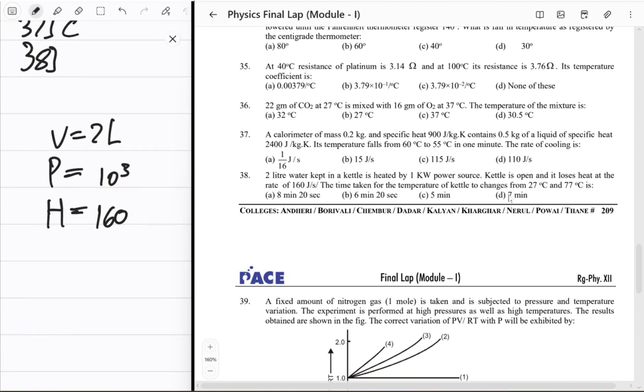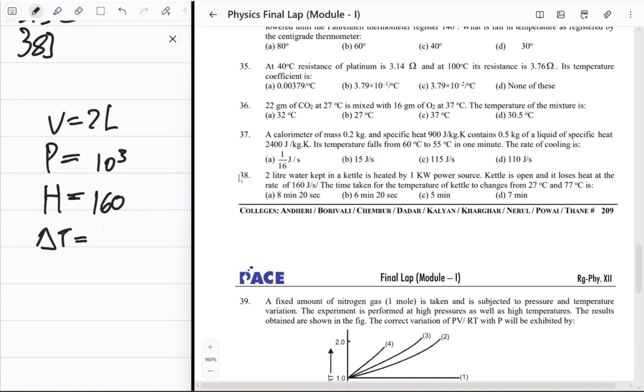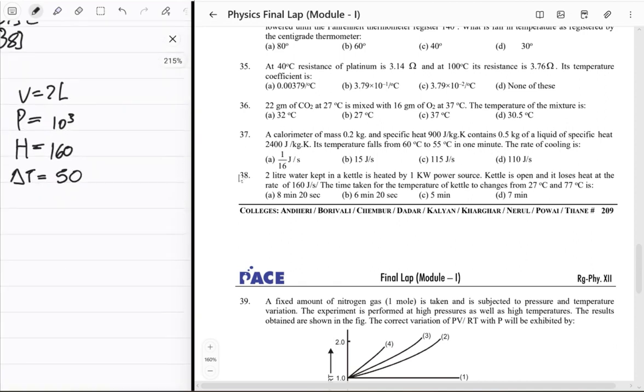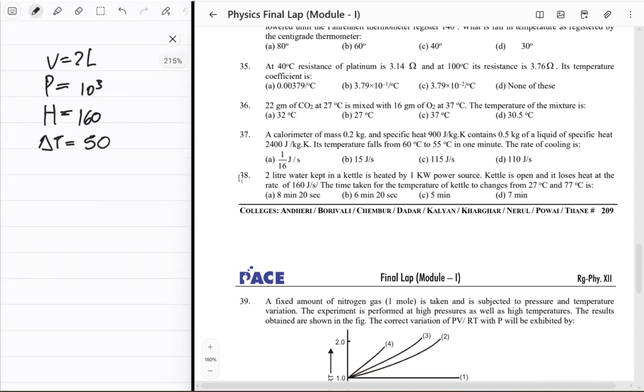The time taken for the temperature of kettle to change from 27 to 77. Yeah, okay. Heat loss का constant है and power जो दे रहा है वो भी constant है. So it's not that bad actually. It's just 50. Okay, cool. So एक्चुअल में जो कंप्लीट हीट लॉस का है वो कितना रहेगा? This is the power it has. What was the power on screen? So 1000, right?